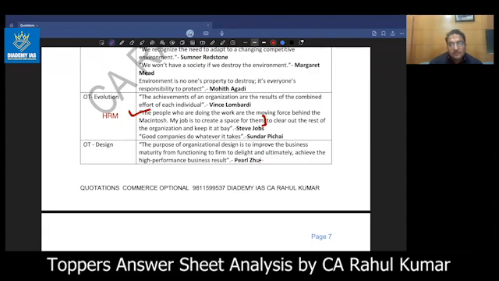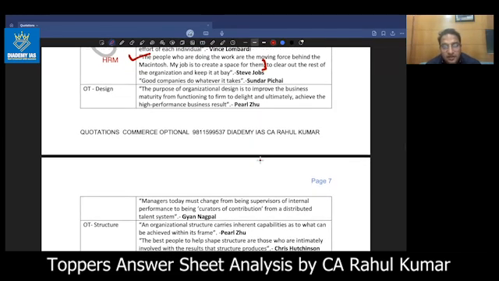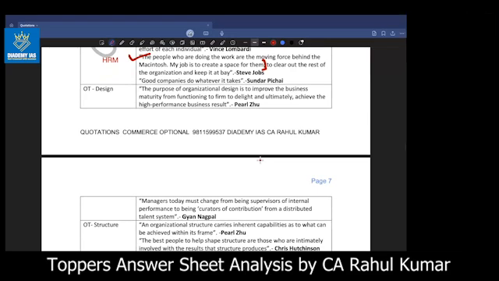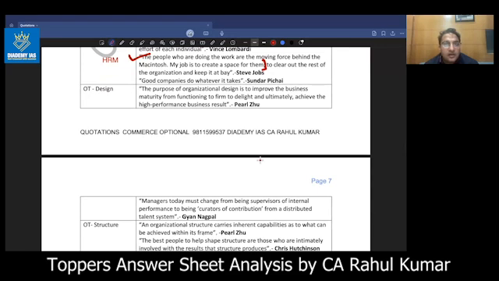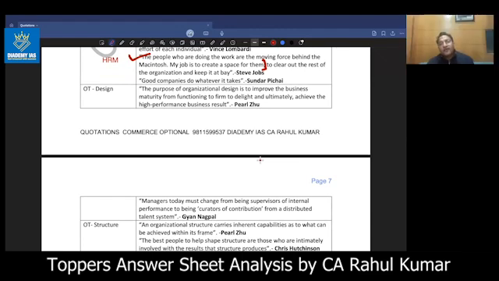Then I think this is also very good. OT design. The purpose of— Sorry. Yes. To interrupt, what is Macintosh, sir? Macintosh is the जो ये मैकबुक में सॉफ्टवेयर यूज होता है. Okay, sir. I thought it is some organization related concept. I don't know. Sorry, sir. हाँ ये सॉफ्टवेयर है.